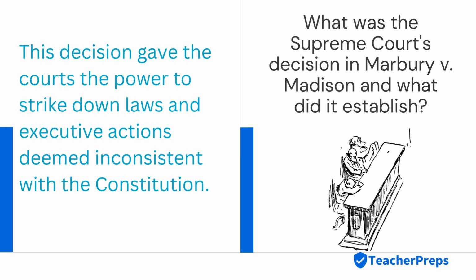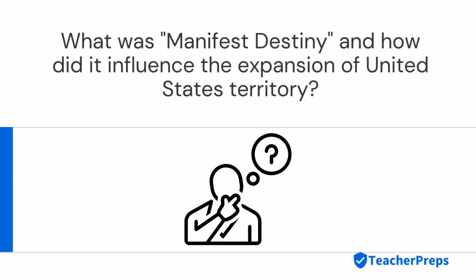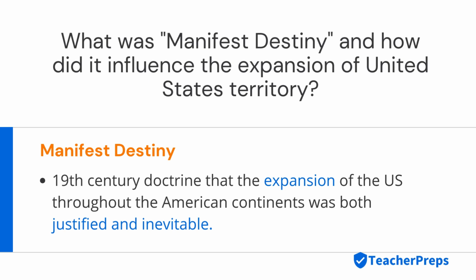Okay, 4th question, which reads, what was manifest destiny and how did it influence the expansion of United States territory? All right, let's go on to the solution. This was the 19th century doctrine that the expansion of the US throughout the American continents was both justified and inevitable. It influenced the expansion by encouraging westward settlement, supporting the removal of Native Americans, and justifying war with Mexico, which ended up leading to the acquisition of territories such as Texas, California, and Oregon too.